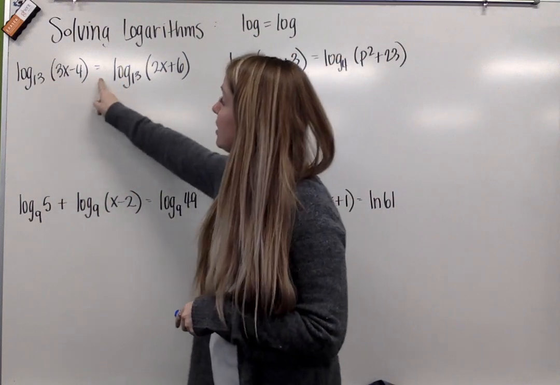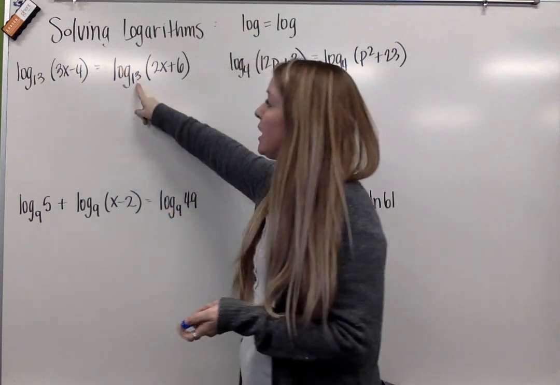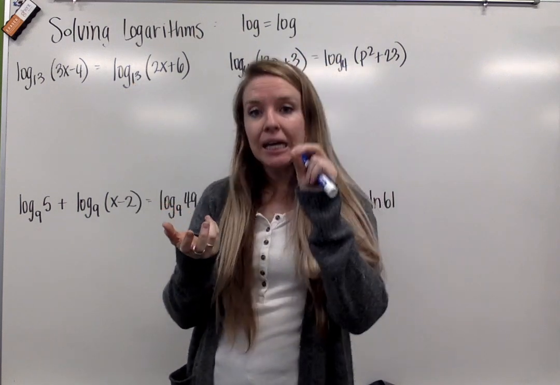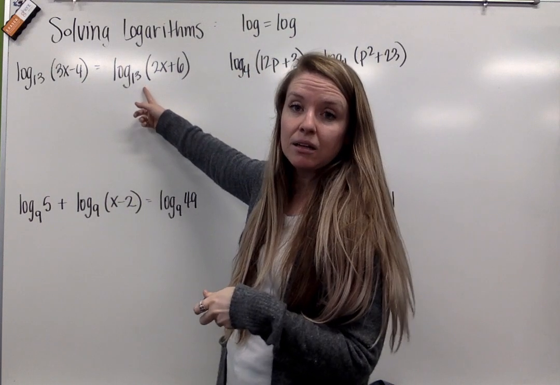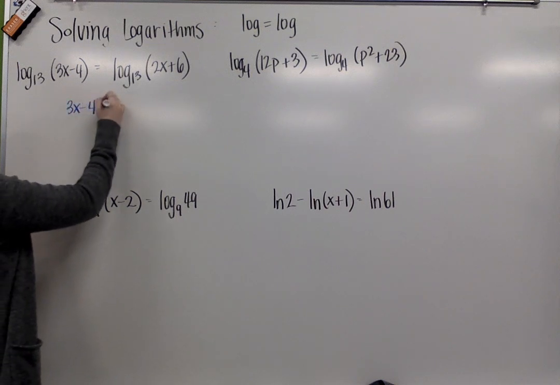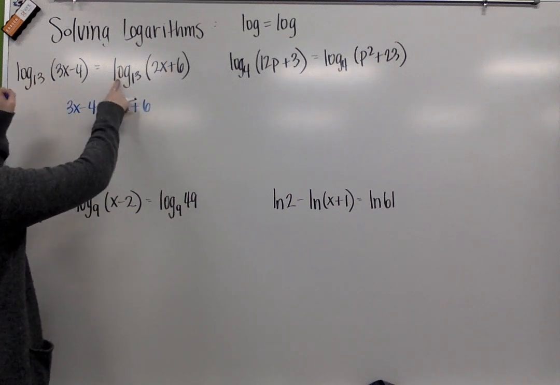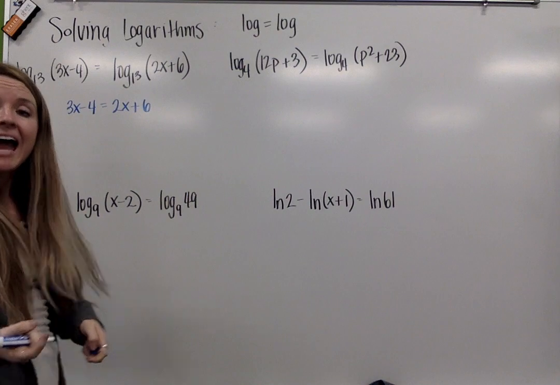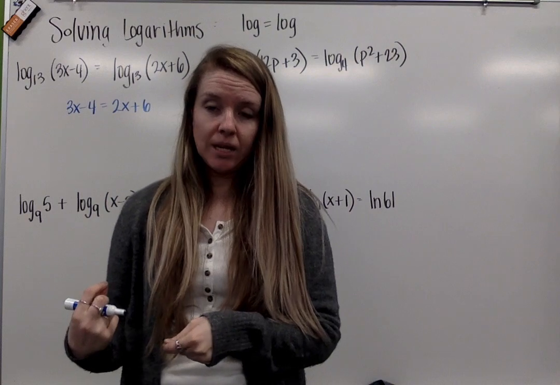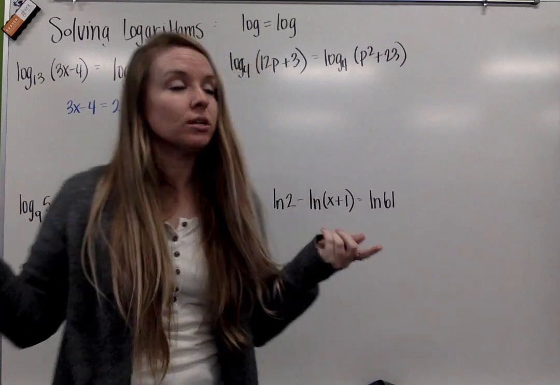All right, so we're starting out pretty basic here. I have a log equaling a log. If we notice, this is log base 13 and log base 13. Well, if log base 13 equals log base 13, then we also know that 3x minus 4 has to equal 2x plus 6. So if log equals a log, those insides have to be equal. That is called the equality property. And because those are equal, we're just going to solve this, and that's going to be our solution.